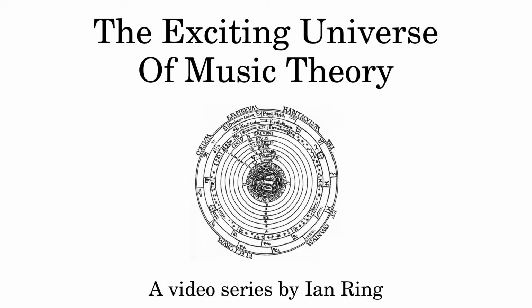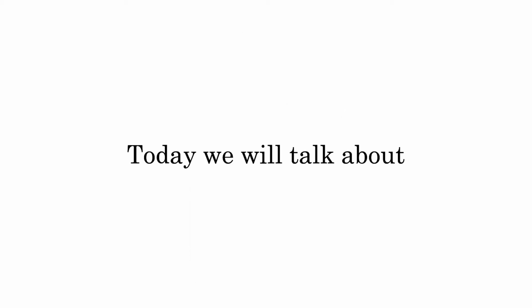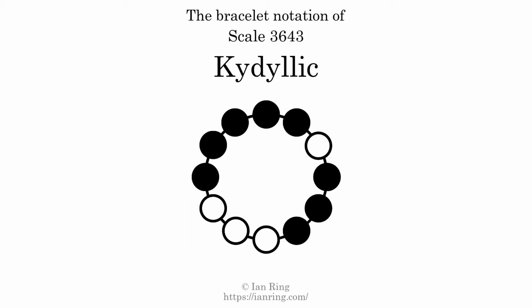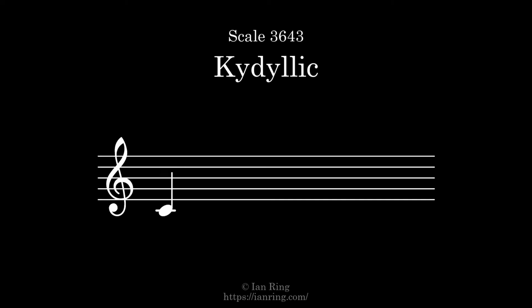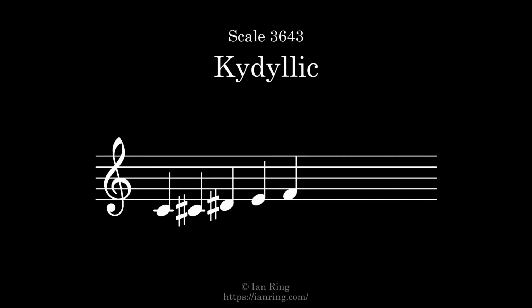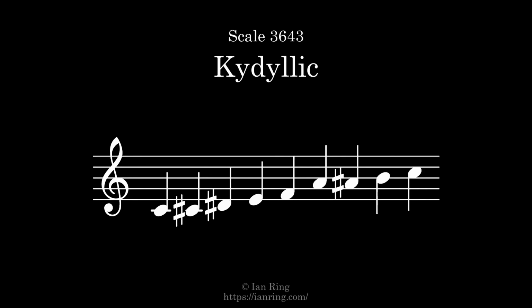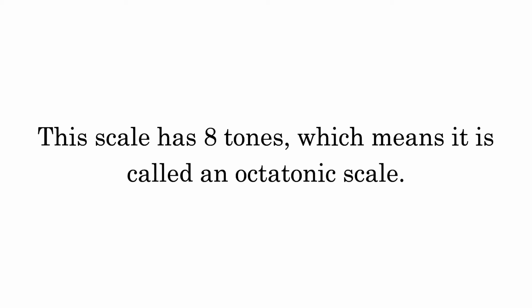Welcome to the exciting universe of music theory. Are you ready to learn? Then let's begin. Today we will talk about scale 3643, Kydyllic, which sounds like this. This scale has 8 tones, which means it is called an octatonic scale.